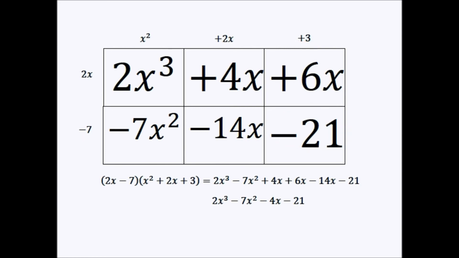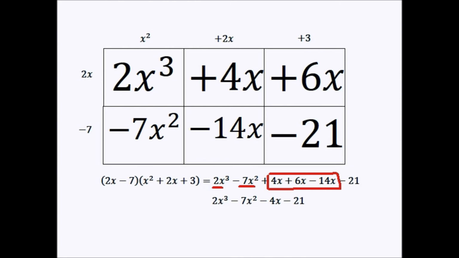And then we just write these answers in order. Start with the largest exponent and decrease. Go down. So my largest is an exponent of 3. That's first. And an exponent of 2. That's why negative 7x squared came next. And then these don't look like they have an exponent, but the exponent is 1. They come next. And then finally, negative 21.